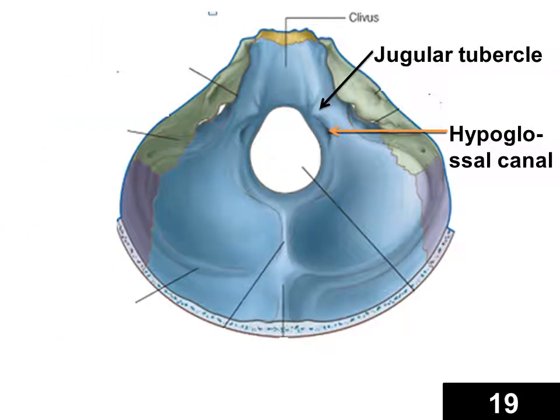Here you can see it more clearly. This color, green, is the posterior surface of the petrous bone, and the purple is the occipital bone. The articulation between them is grooved by the inferior petrosal sinus, which ends at the jugular foramen. Here the inferior petrosal sinus ends.